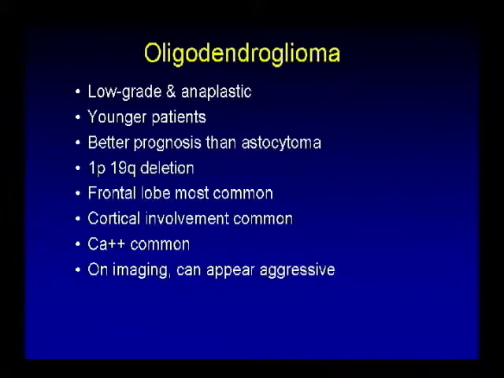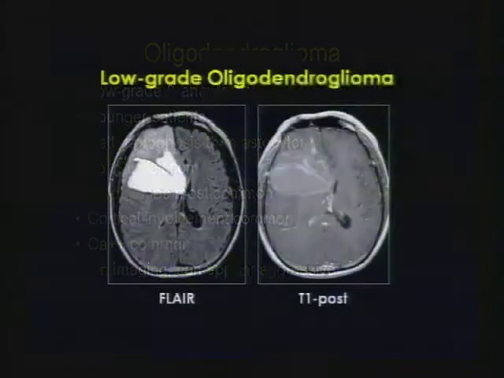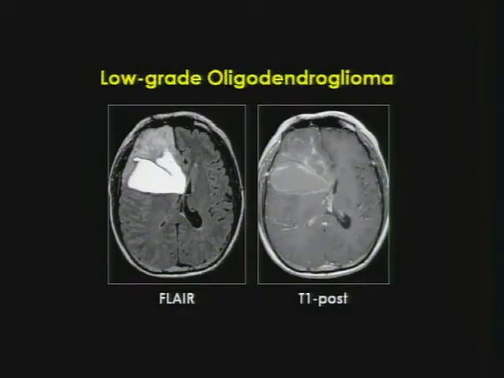Oligodendrogliomas are an interesting tumor because on imaging, they could look horrific, a huge, very large tumor. But what I want to point out about oligodendroglioma is that these are usually cortically based tumors. So when you see a tumor that is expanding the overlying cortex, think about oligodendroglioma.